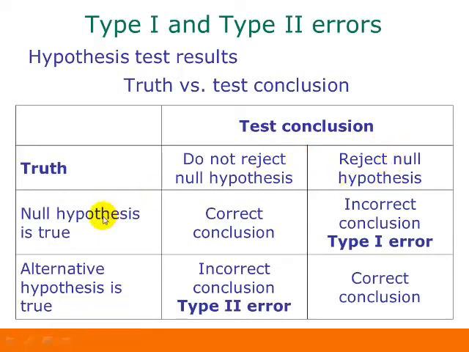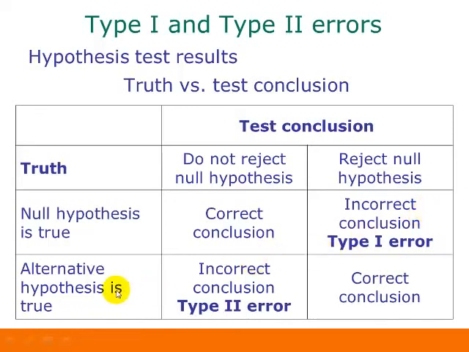So if the null hypothesis is true and our conclusion is do not reject the null hypothesis, then we came to the correct conclusion with our test. If the null hypothesis is true, but our conclusion is to reject it, then we have an incorrect conclusion, and this is a type 1 error. And this is the most serious type of error. This is the one that we really want to avoid. Just like we would want to avoid on our jury convicting someone who's innocent.